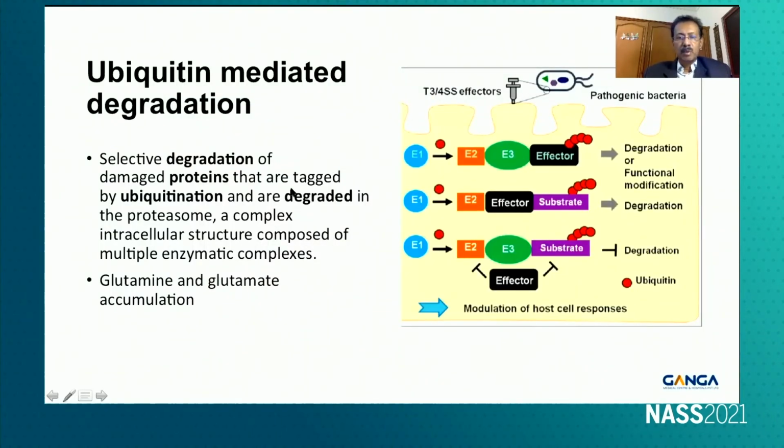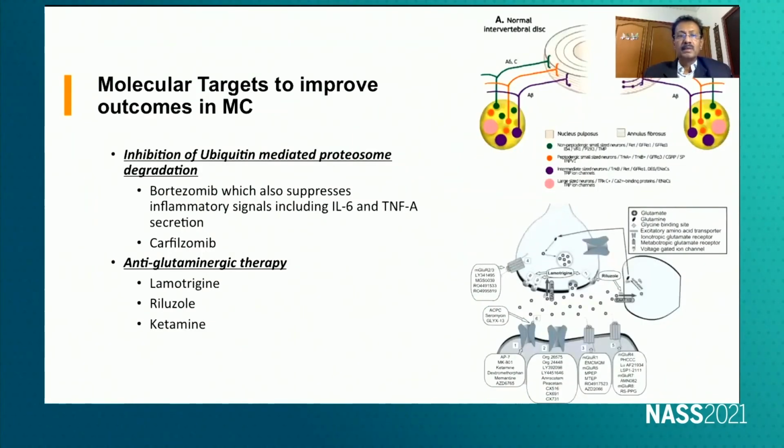Further analysis into the protein pathways and biological processes showed that there was evidence of ubiquitin-mediated degradation. We know that ubiquitin-mediated degradation is a selective degradation of damaged proteins that are tagged by ubiquitination and degraded in the proteasome. This will always increase the presence of glutamine and glutamate accumulation, which was actually the case in our series with Modic change, where we found a higher accumulation of glutamine and glutamate. So this allows us to propose some molecular targets to improve outcomes in Modic change.